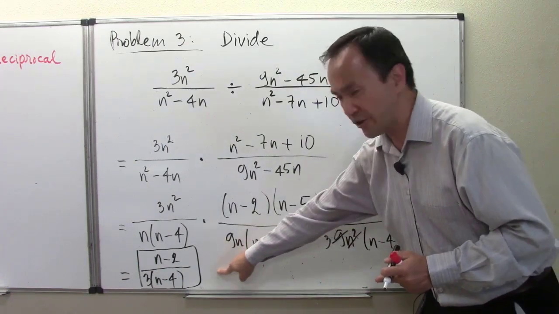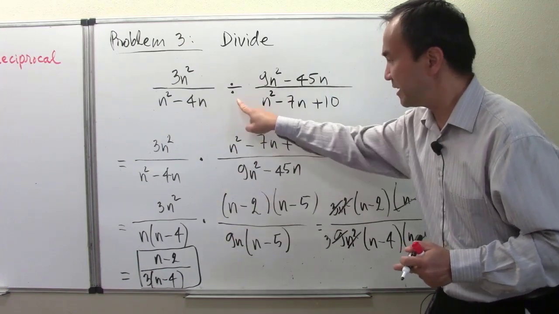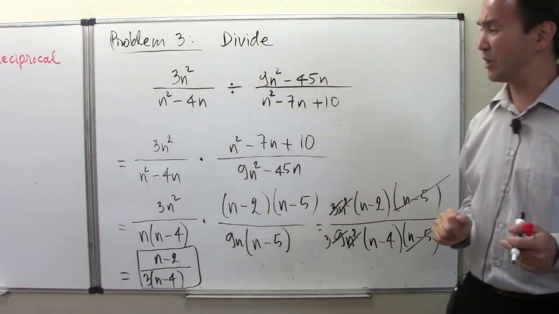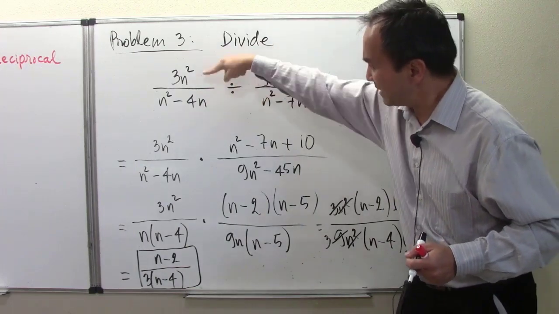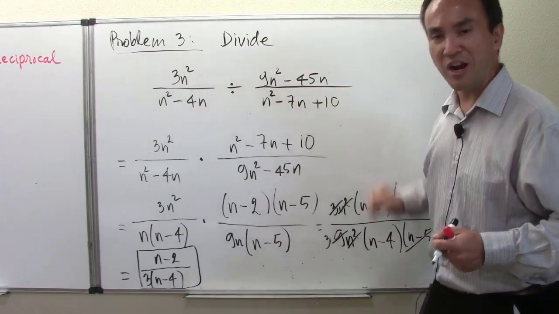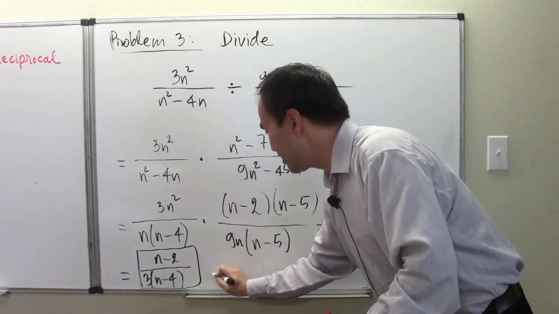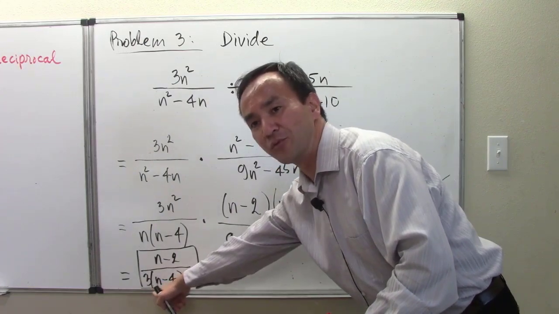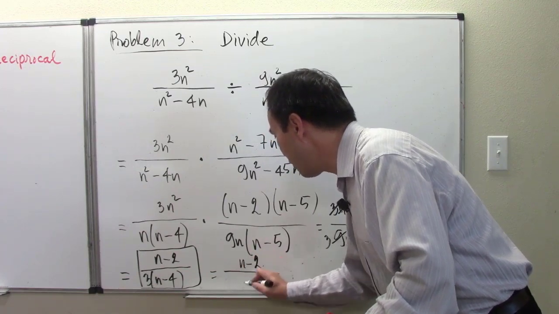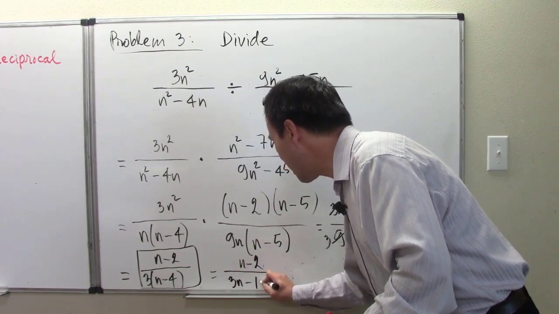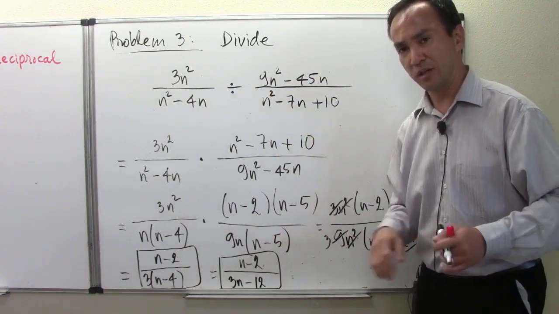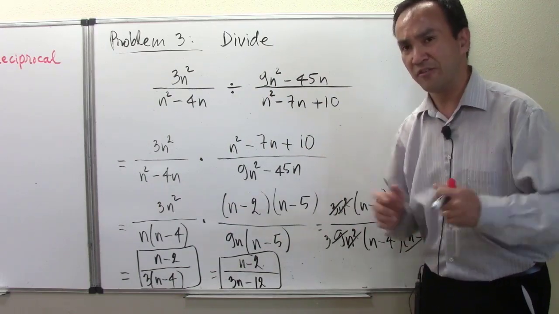So this final rational expression right here is the quotient of that 3n squared over n squared minus 4n divided by this big rational expression. And then optionally you can distribute that 3 right here, making it n minus 2 over 3n minus 12. But either one of these two is fine, depending on everyone's preference.